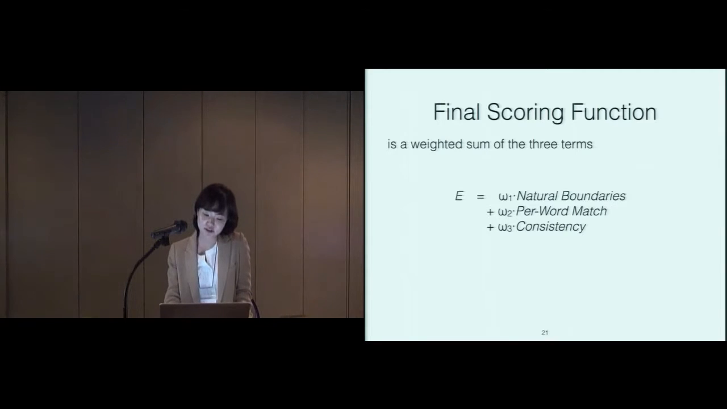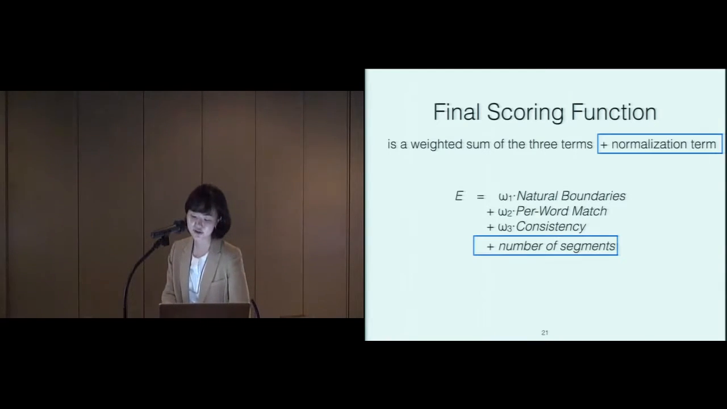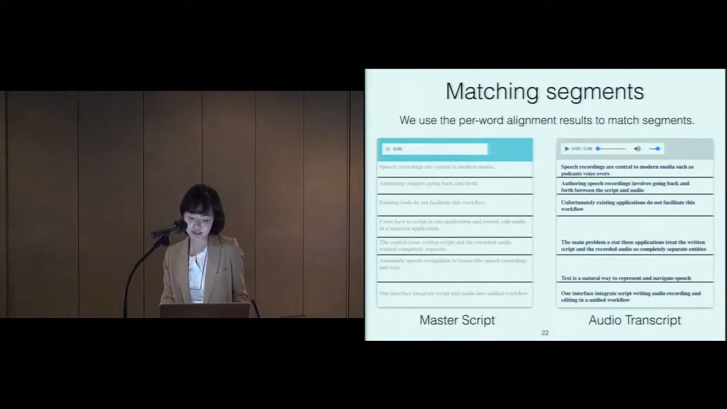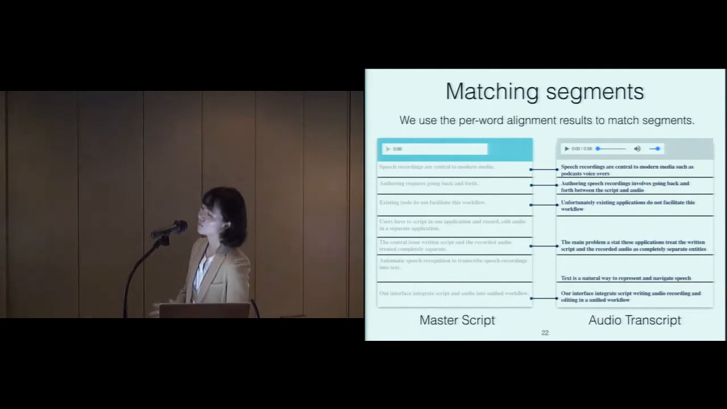The final scoring function is a weighted sum of these 3 terms, but we want to avoid a trivial solution of separating each word into a separate segment. That's what the per-word match and the consistency term encourage. So we add a normalization term. Once we have the segments of the 2 texts, we match these segments, and naturally segments that have a higher proportion of matching words will align with each other.